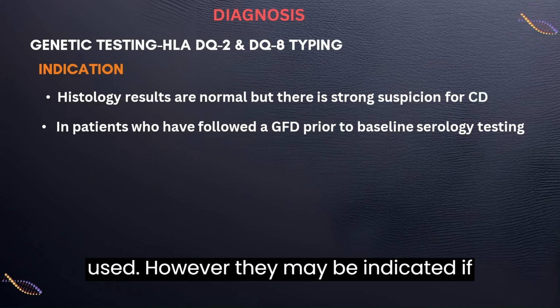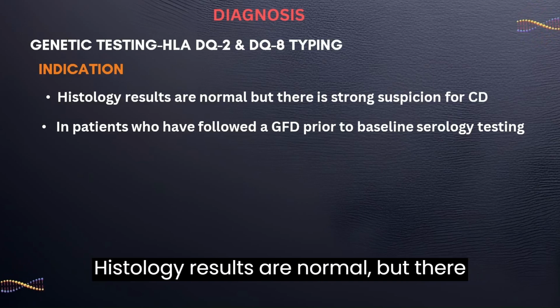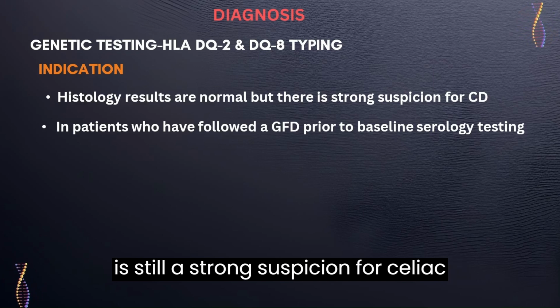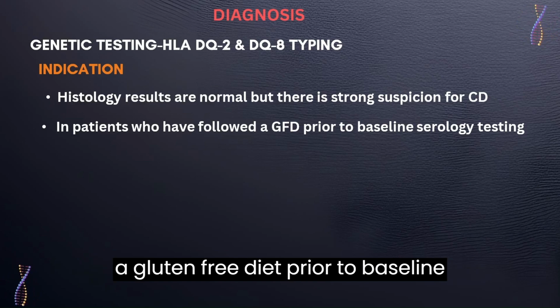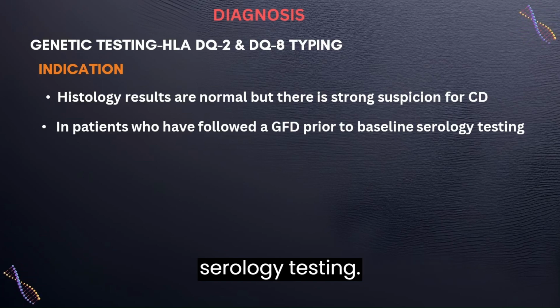Genetic testing, that is typing for HLA-DQ2 and DQ8, are not routinely used. However, they may be indicated if histology results are normal, but there is still a strong suspicion for celiac disease, or in patients who have followed a gluten-free diet prior to baseline serology testing.